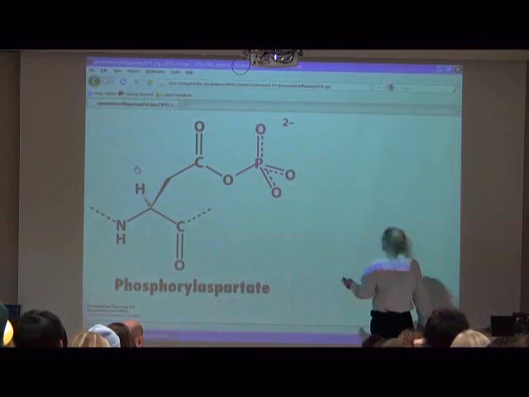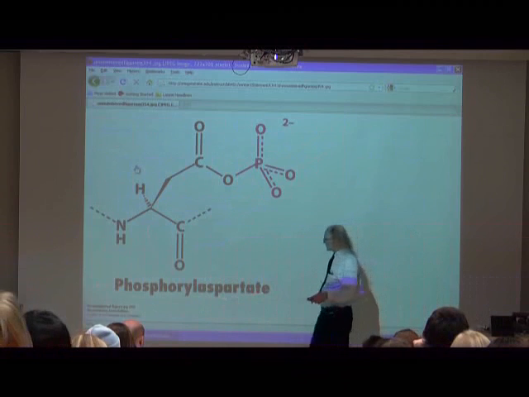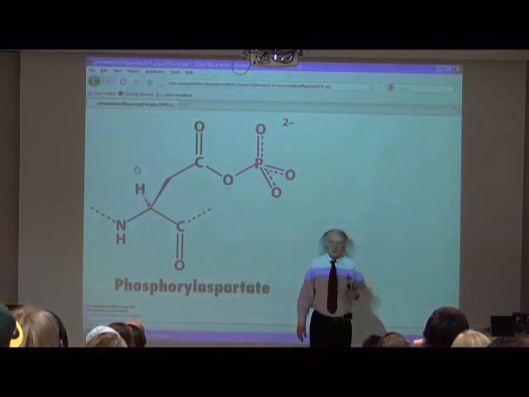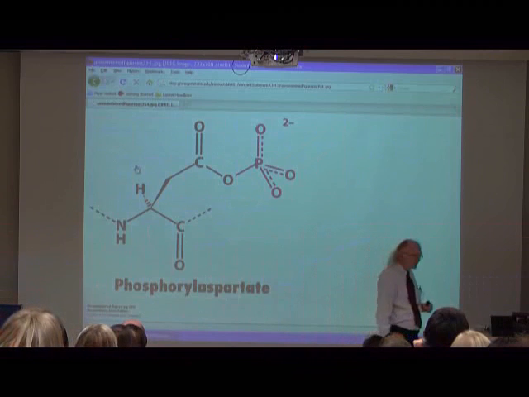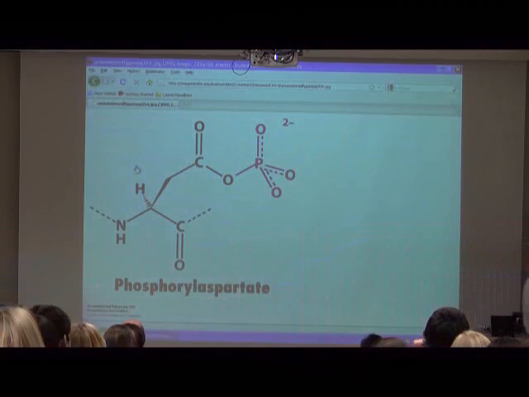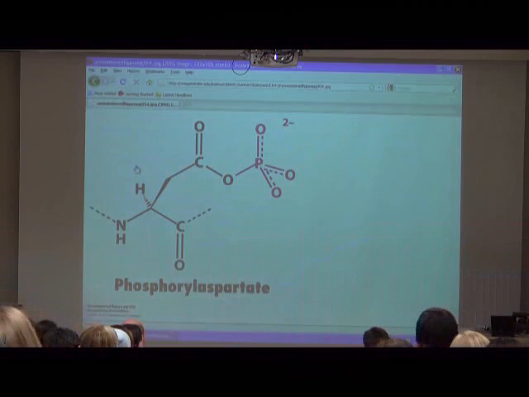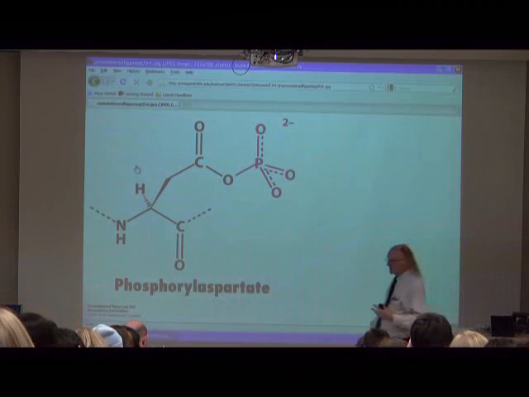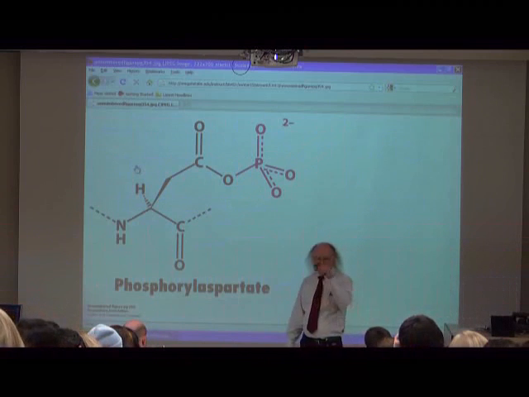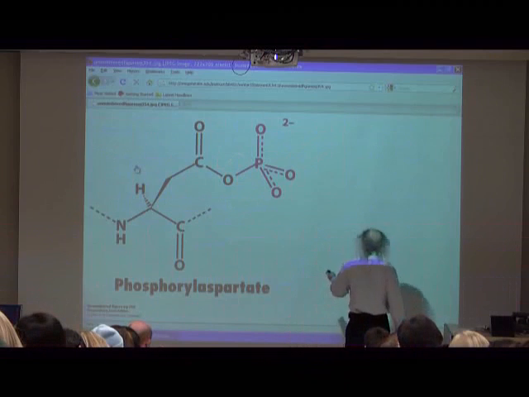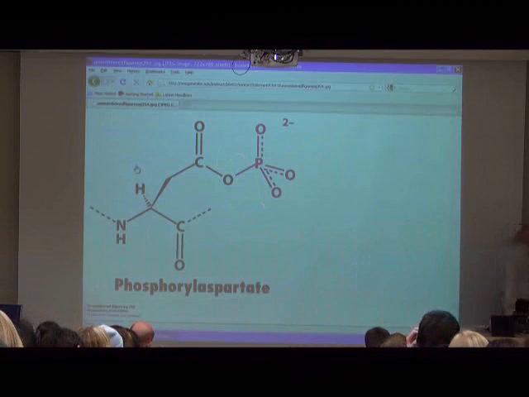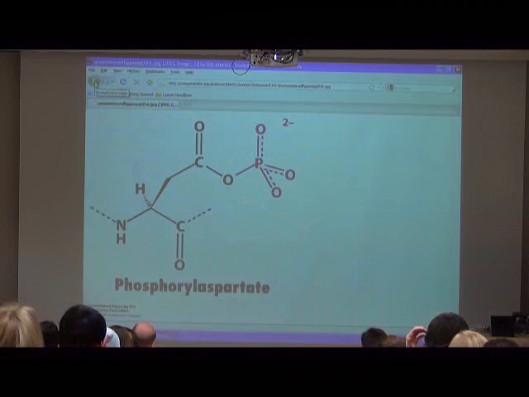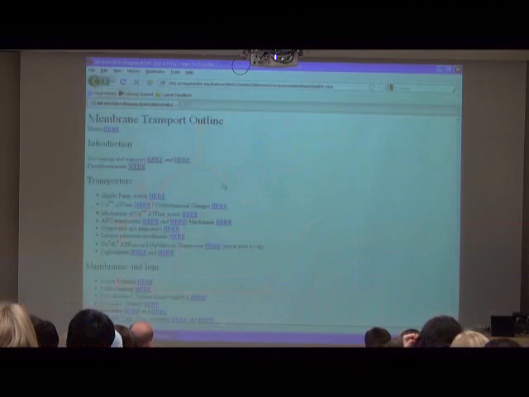Okay, so this molecule, phosphoryl aspartate, or phosphoaspartate, which is what I commonly call it, is an intermediate in the transport mechanism of P-type transporters. They're also called P-type ATPases. P as in Paul. Now, we'll see how this comes into play in just a minute, but I just wanted to show it to you. You don't need to memorize the structure, but I just want you to be aware of what's there. That's the side chain of an aspartic acid inside of this protein.